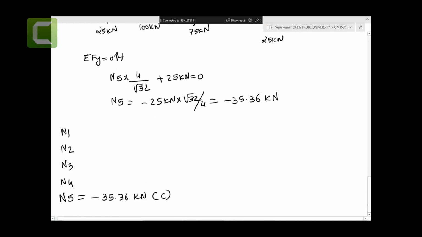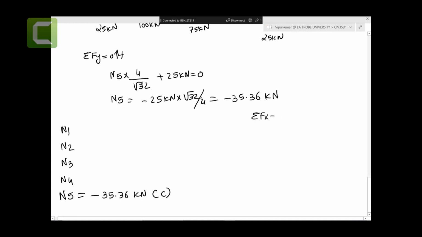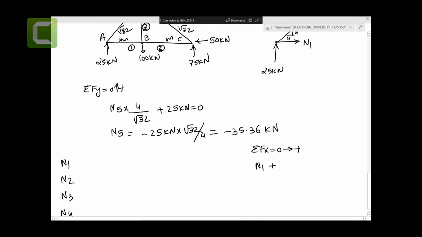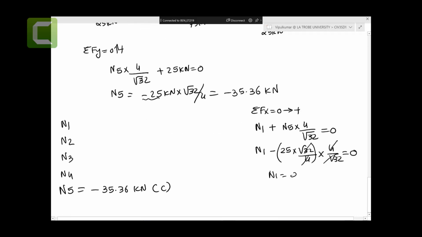Let's do the N1. Sum of the forces in the x direction equal to 0. Left to right is positive. N1 is positive plus N5 times 4 on square root 32 equal to 0. Let's substitute the N5 value, which is negative 25 times square root 32 on 4 times 4 on square root 32 equal to 0. This cancels. So N1 equal to 25 kilonewton tension, positive.